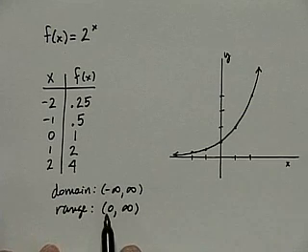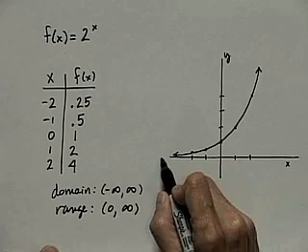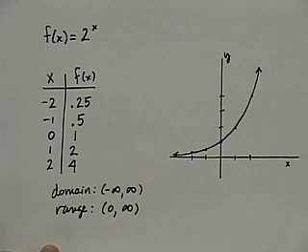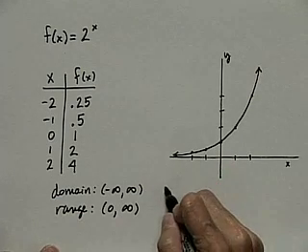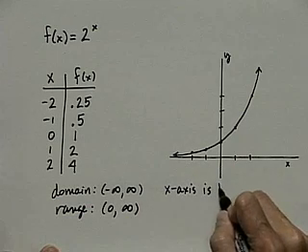And let's talk about that not including 0 part. This function gets closer and closer and closer to the x-axis but never touches it, which means that the x-axis is a horizontal asymptote.